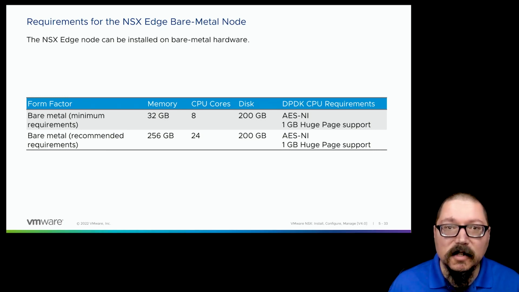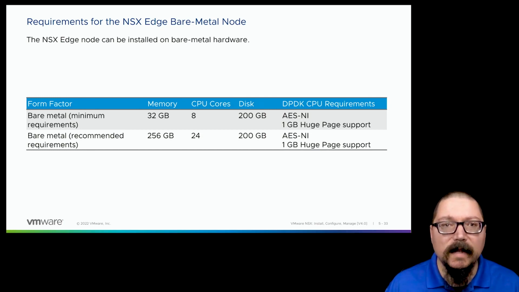Now, a bare metal edge is functionally the same, but we're installing the edge software onto a piece of hardware. Instead of using a virtual machine, we're using a physical server. And we can see the recommendations and requirements, minimum requirements for compute resources here. Something like our recommended requirements, that's going to be much easier to find in the modern data center. It's kind of tough to find a server with 8 cores and 32 gigs of RAM these days. It's not that they're not out there, they're just less common.